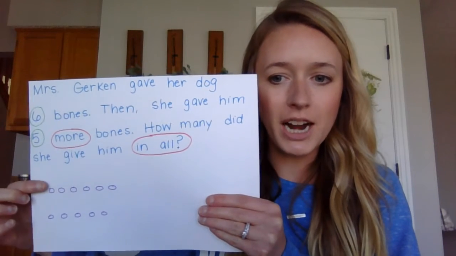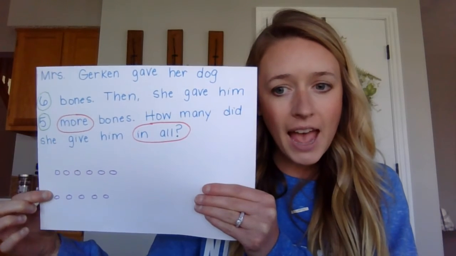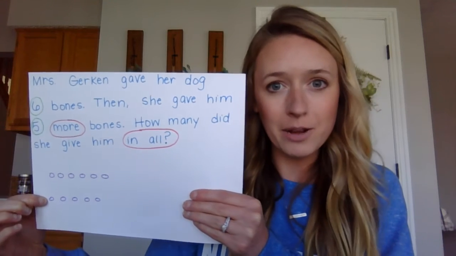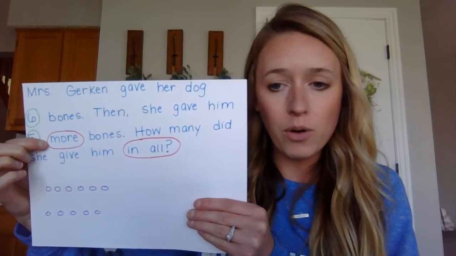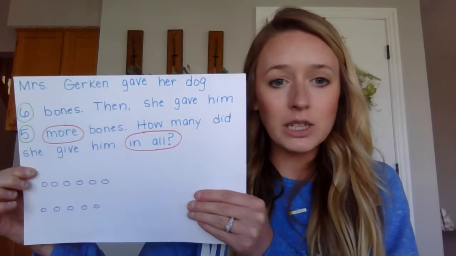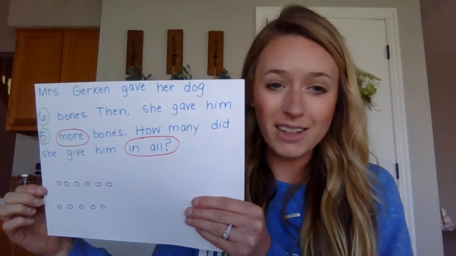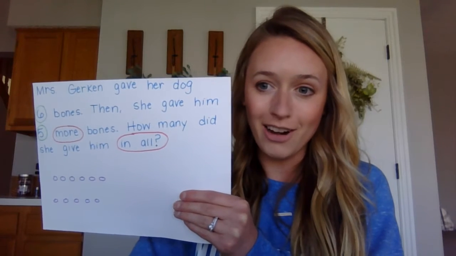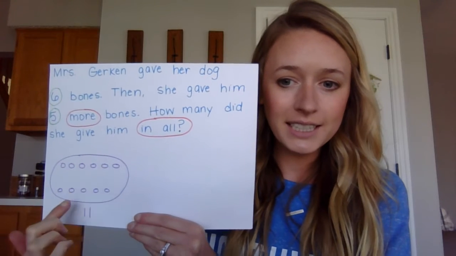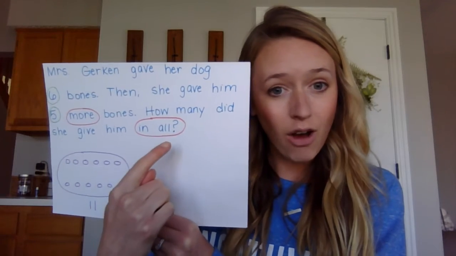So here's my picture. I drew 6 circles to show my 6 bones on top. And then I drew 5 circles to show my 5 bones on the bottom. And we talked about how the word more and the phrase in all means that we are going to add. So whenever we add, we circle all of them up together and count them all and see how many we have. So I went ahead and I circled the 6 and the 5 together, and I found 11 bones in all.